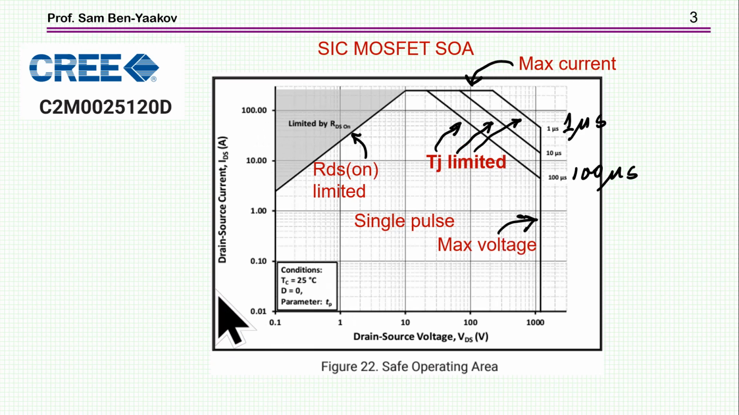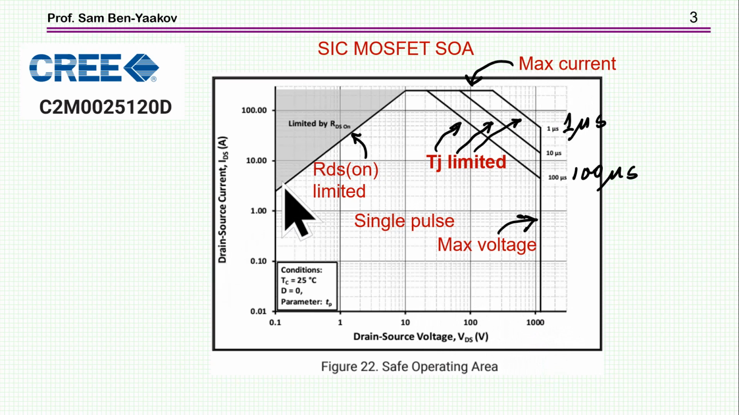Let me go over it very quickly. The y-axis is current, the drain current. The x-axis is the drain to source voltage. This device is a 1200 volt silicon carbide device, 25 milliohm, quite a hefty transistor. And then we have boundaries here. This right boundary is actually the maximum voltage that you can expose the transistor to. That's 1200 volt. And then there is an upper boundary, which is maximum current.